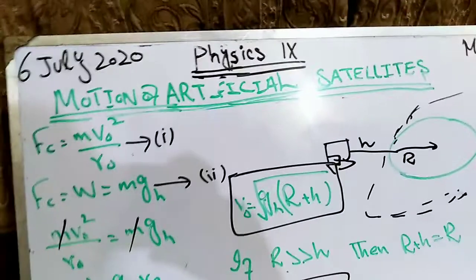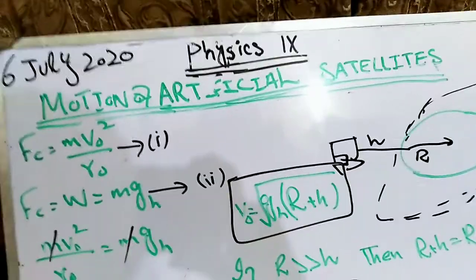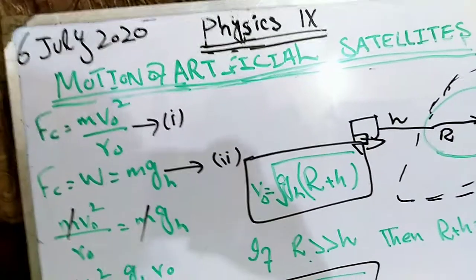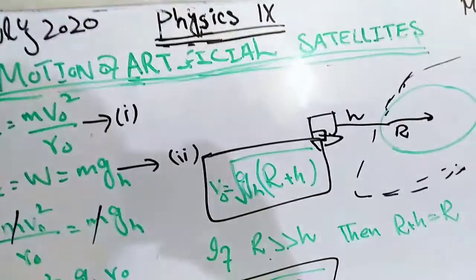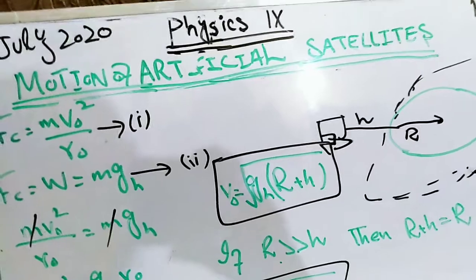Today we are going to discuss the motion of artificial satellites. In this article we will calculate the orbital velocity of artificial satellites. Satellites. So first we have to know about the satellite.